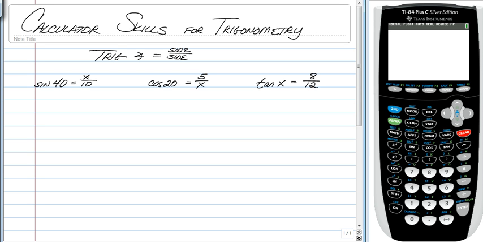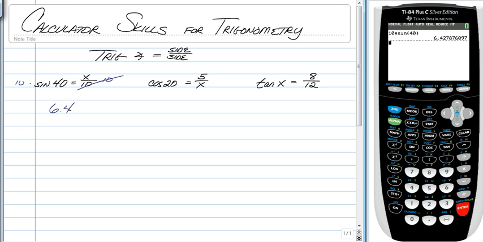Now there are 2 ways to do this. You can solve for it algebraically, which means get x by itself. To do that, you would just have to multiply both sides by 10 to get 10 out of the denominator, and there you have it. So now you have x is equal to 10 times the sine of 40. You would just take your calculator and press 10 times the sine of 40. Close your parentheses, click enter, and there you go. You have 6.4.